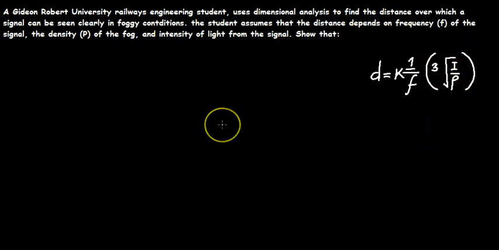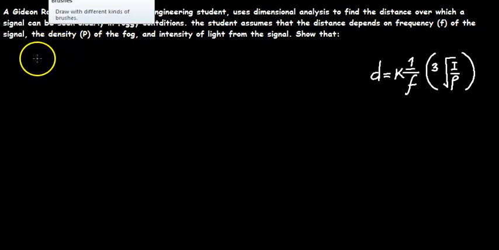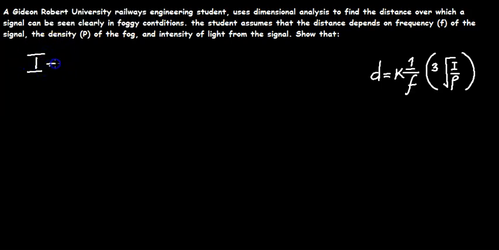So how can we solve this problem? Notice that to solve this problem using dimensional analysis, we simply need to determine how the distance d over which the signal can be seen clearly in the foggy condition depends on the frequency of the signal, the density of the fog, and the intensity of the light. When we talk about intensity, which is denoted by I, this is simply going to be power divided by unit area, or intensity, which is simply going to be P divided by A.